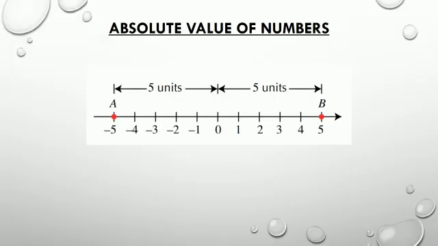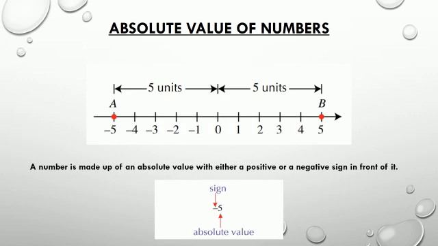Now we understand absolute value of numbers. Here you can see a number line with 2 points A and B that represent the numbers -5 and +5 respectively. Both points are at the same distance of 5 units from the number 0. So the absolute value of -5 is 5. We can say that a number is made up of an absolute value with either a positive or a negative sign in front of it.